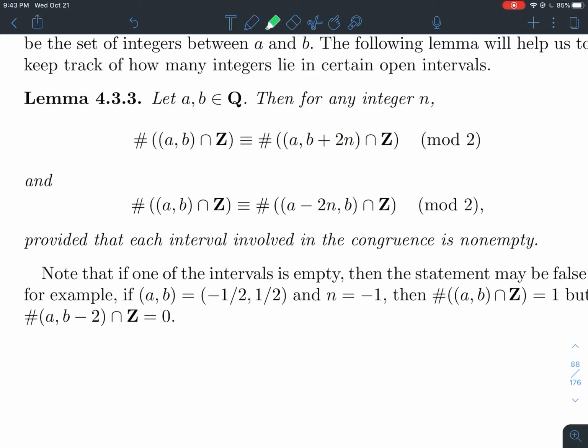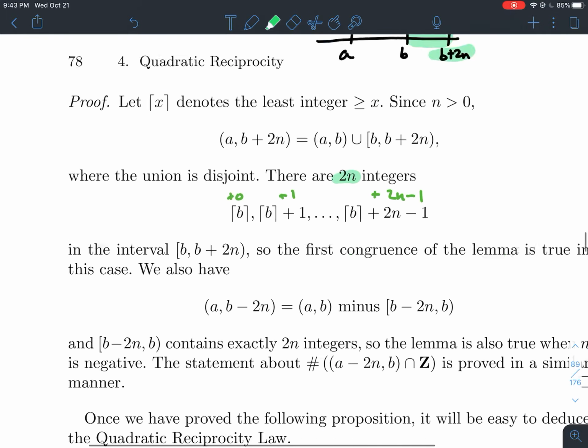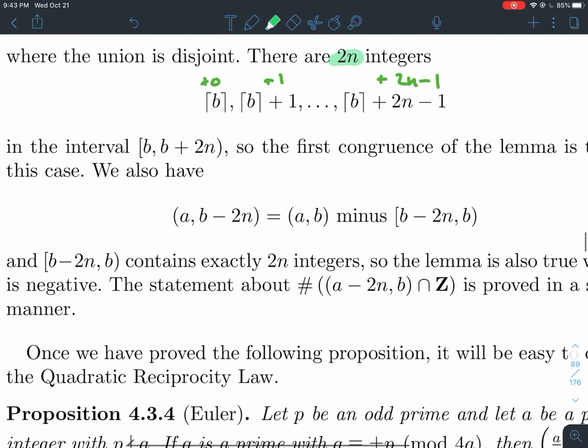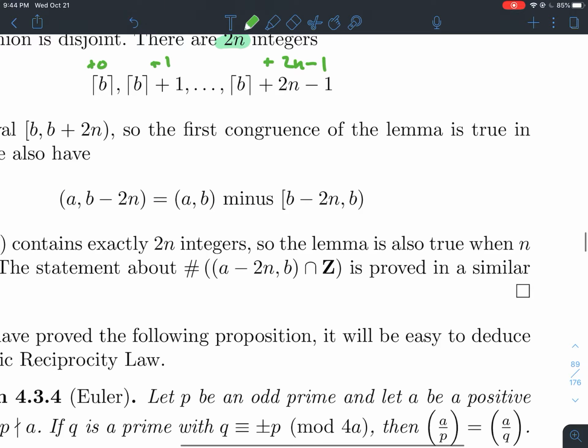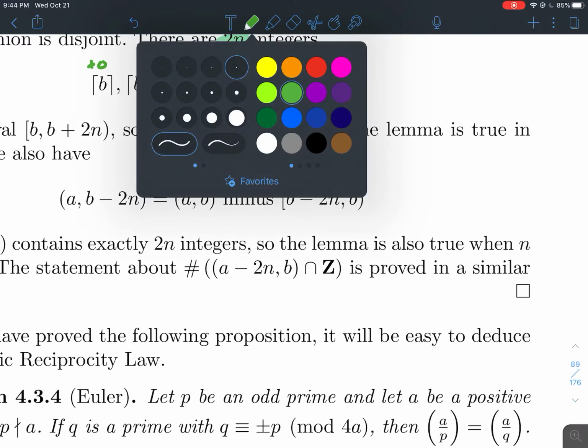Now, at least in the case when n is positive, I need to be able to do this for any integer n. So let's look at the case again when n is negative. What does that look like? What if that is actually of the form b minus 2n? So now I'm down here. And I want to think about, what's a way to think about b minus 2n here?